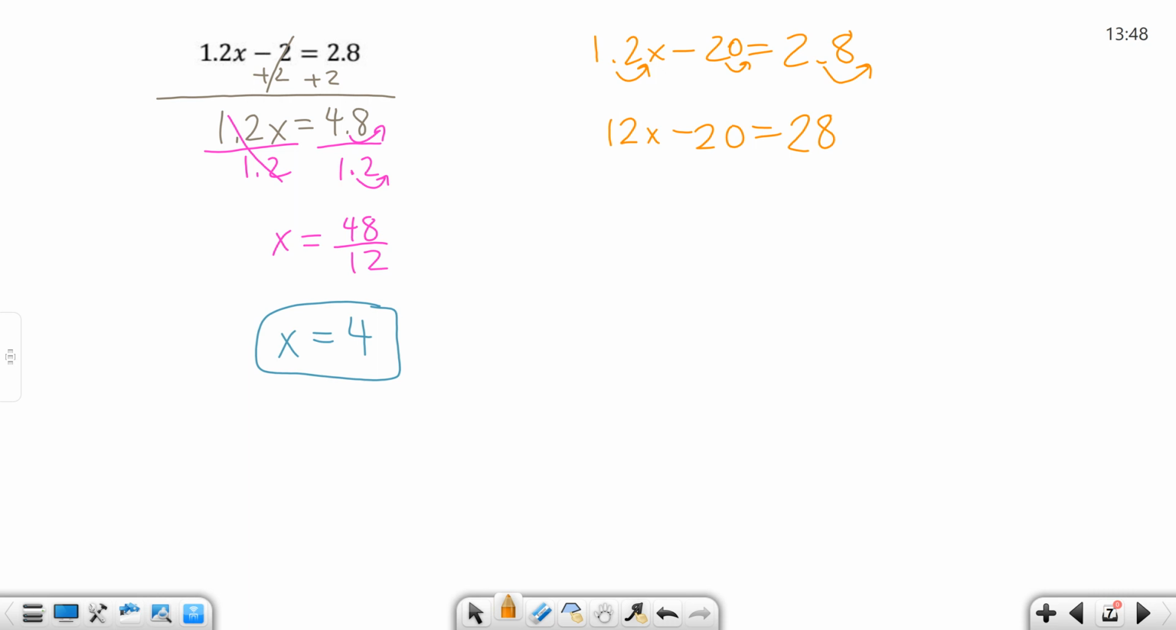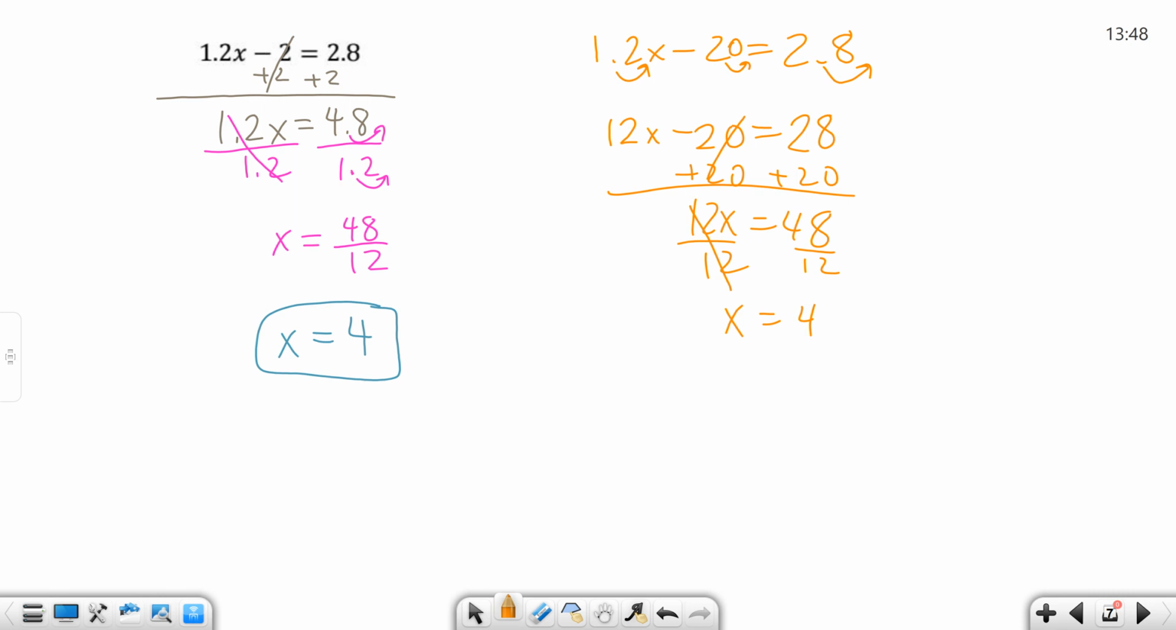So if I move the decimal place in one term, I got to move it in every term that many decimal places, whether it's to the right or to the left. So now I'm going to add 20. I get 12x equals 48, divide by 12, and x equals 4. So there in orange, I gave you a different way to work it. This is more of a preference. You choose one way or the other, okay?